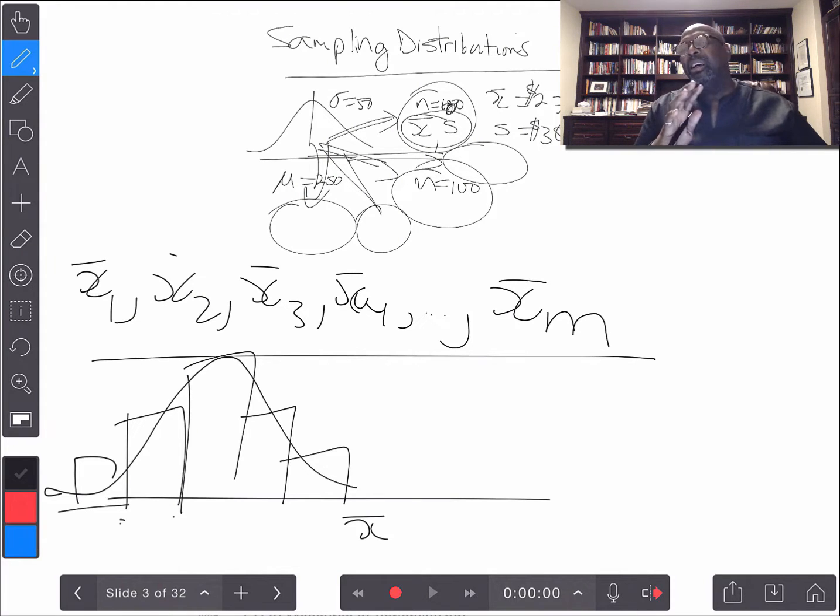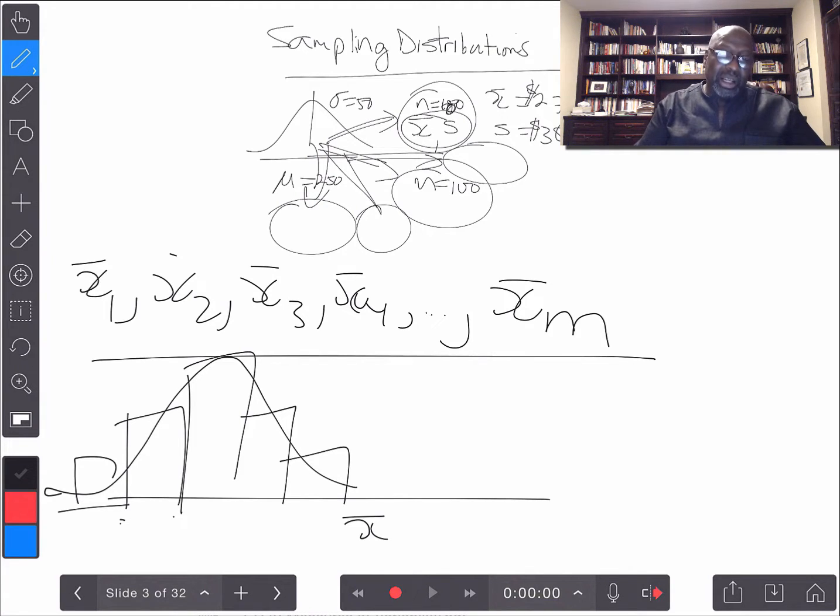Why? Because that distribution was obtained from a sampling process. In other words, we took a random sample of 100 each time, measured the mean. Another 100, measured the mean. So all of the means put together gives us that distribution. How did we get it? From a sampling process. So what do we call that distribution? A sampling distribution. All right? So that's where the term comes from, the sampling distribution.